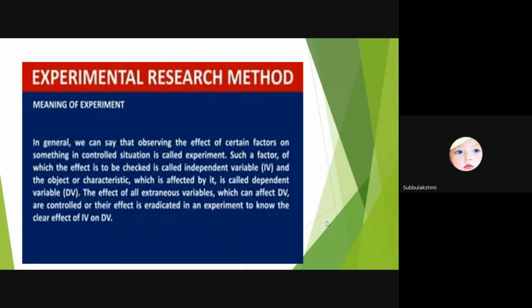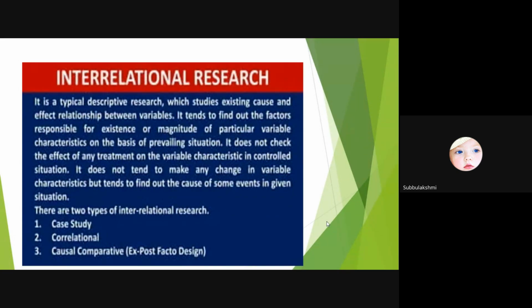Okay. Next is experimental. Observing the effect of certain factors in a controlled situation, we call it an experiment. Experiment is normally connected with the science laboratory. Okay, but it is not only science; even in other subjects, experiments can be done. For example, if we go in for a feedback collection, a questionnaire from the students or the faculty, and we talk about the competency of the learners, competency of the teachers, that is also an experiment. But normally in general, experiment is a term that we always connect with science people. So this factor is to be checked, and it is called the independent variable.